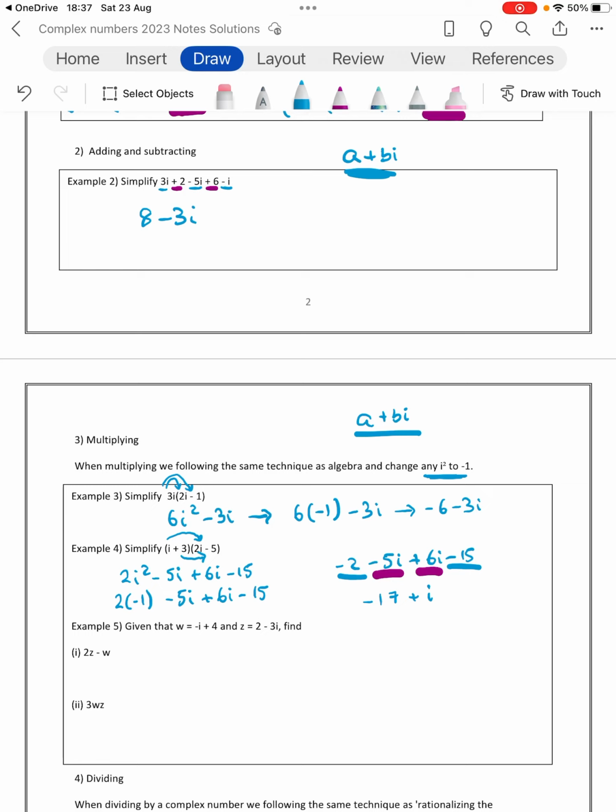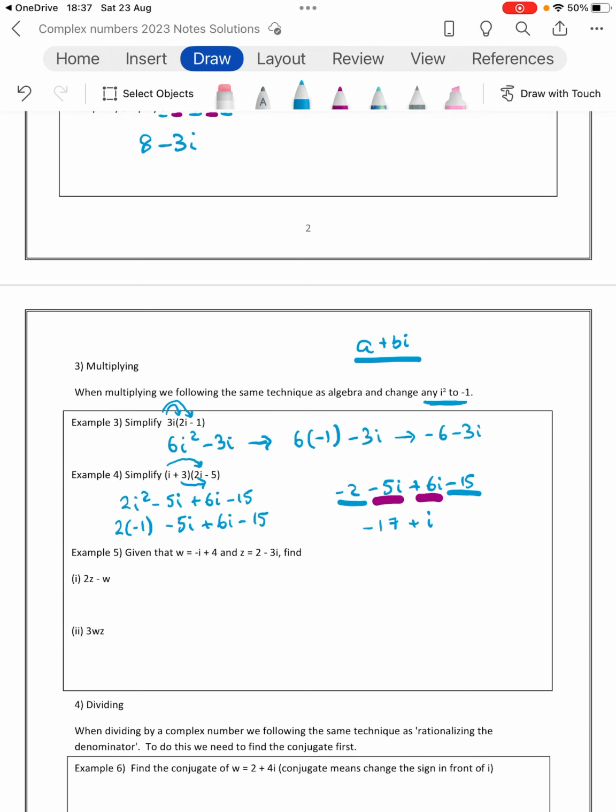In our example 5 then, it's very, very similar. It's just that now you have to substitute in what w and z are. A lot of the times they use w and z in these questions instead of filling in for a and b or anything like that in substitution. But you just fill it in the exact same way that you would fill in substitution in algebra. So for the first one, I have 2. In for z is going to go, so I have my 2, and my z goes 2 minus 3i from the question above, minus w, and in for w goes the thing above, minus i plus 4.